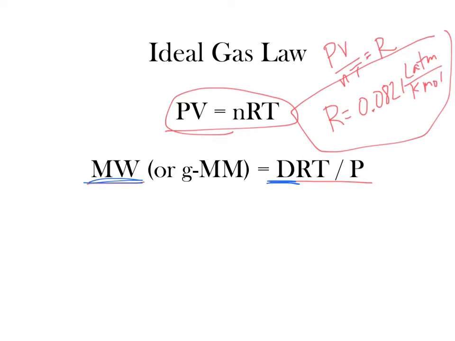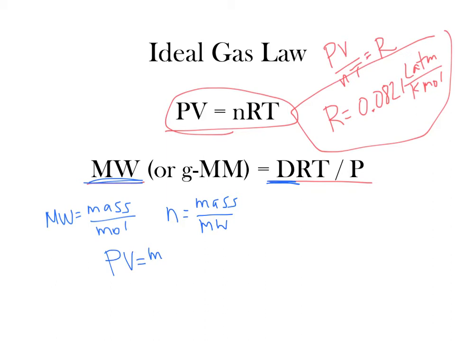Here's the idea. Molar weight is the mass per mole of a substance. So essentially that's mass per n. And so you can rearrange that, if we say that that was n right there as the moles, to say that n is equal to mass over molar weight. So PV equals mass over molar weight times RT.